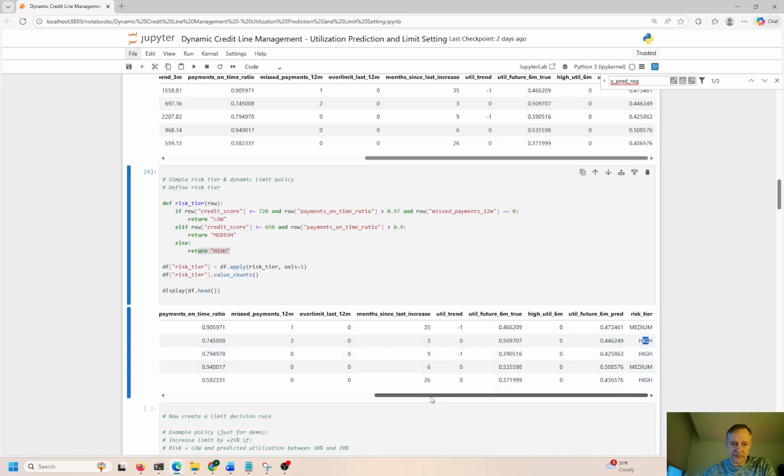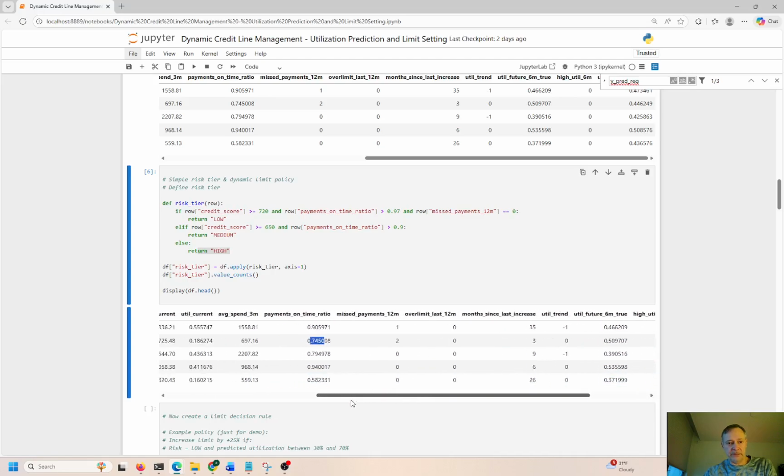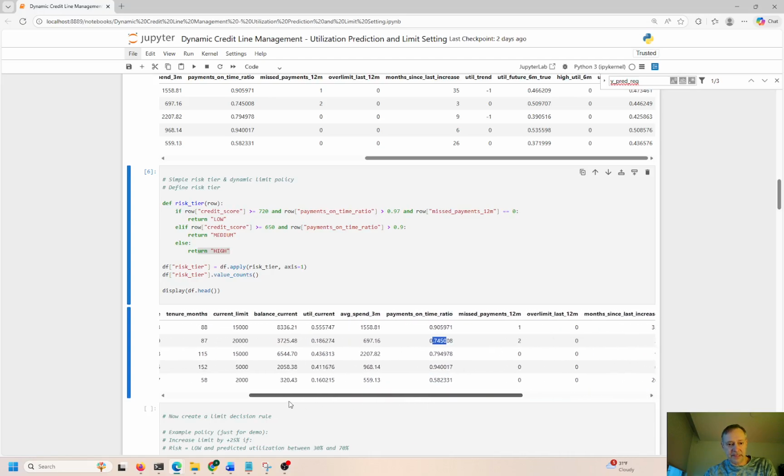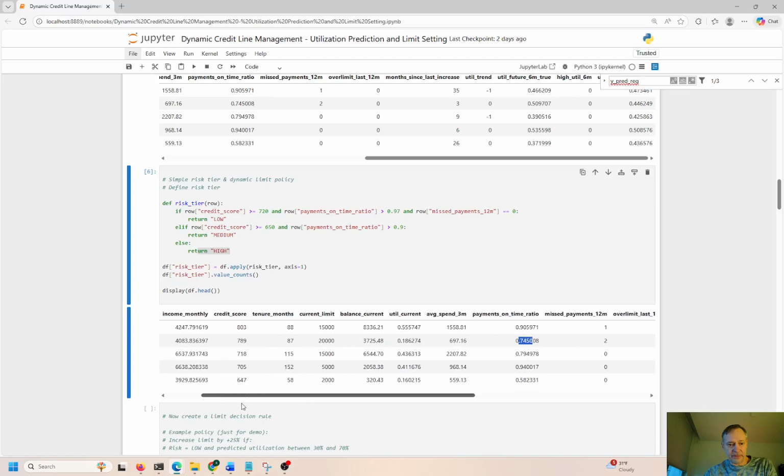Where's the credit score? Let's go over here. Credit score is less than 650 and payments on time ratio is less than 0.9. So payments on time ratio 0.7, okay, less than 0.9, and credit score is less than 650. Oh, either one of these has to be true, right? So the credit score is greater than 650, but payments on time is 0.74, so it's a high risk.